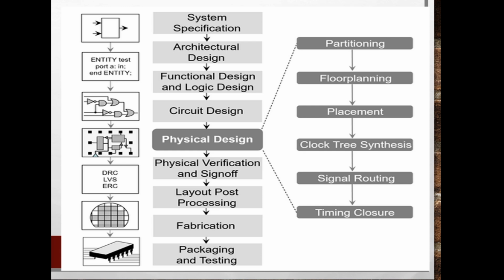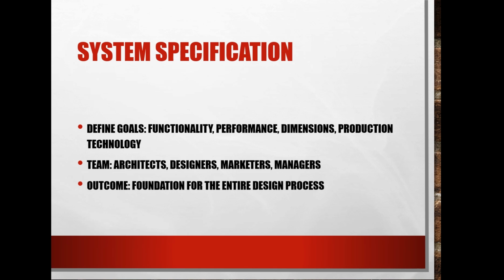Like this, the physical design process would consist of some more steps that have been shown on the right hand side. So what we are going to do, we'll be discussing each of the steps in detail in order to understand the entire process. So next, what we have, the first step, as I have already told you, the first step of the VLSI design process is system specification.